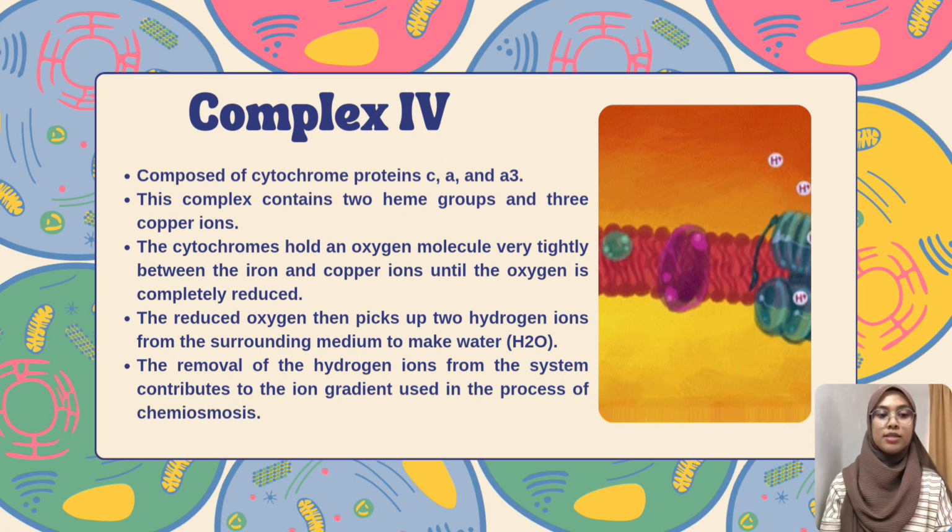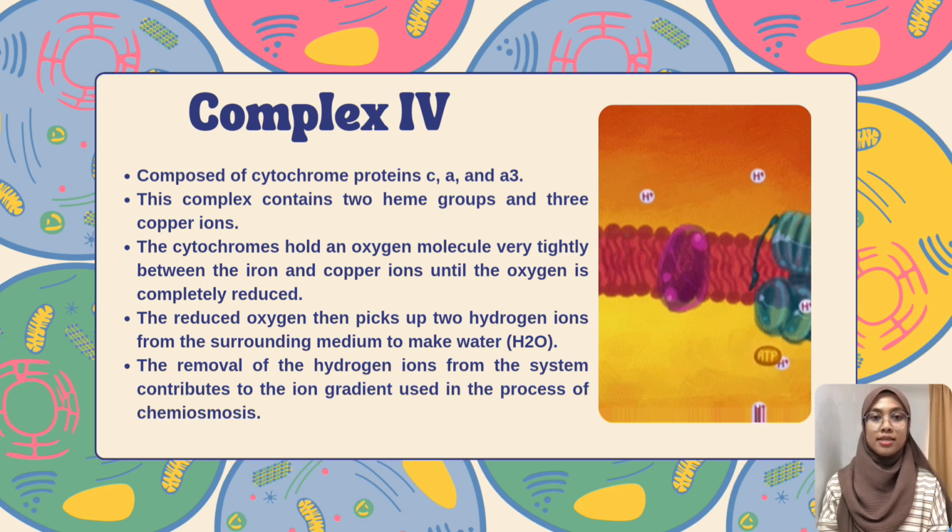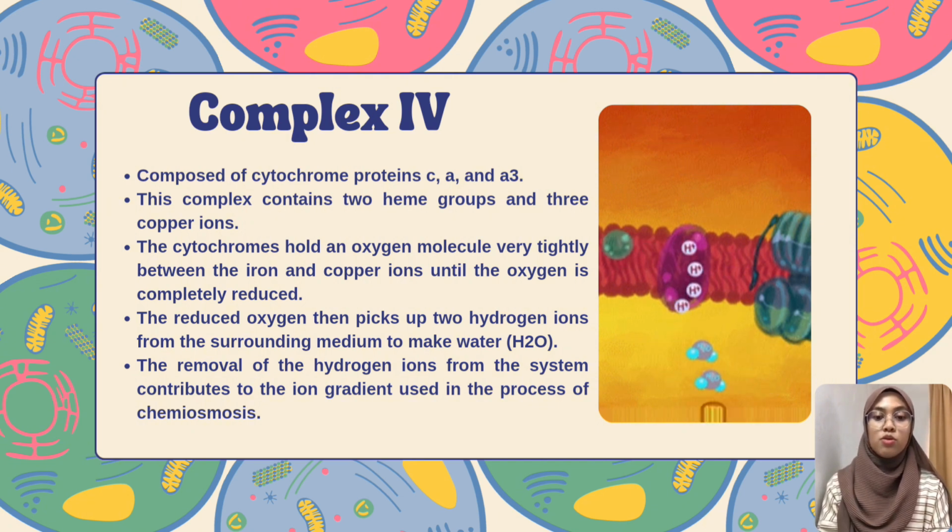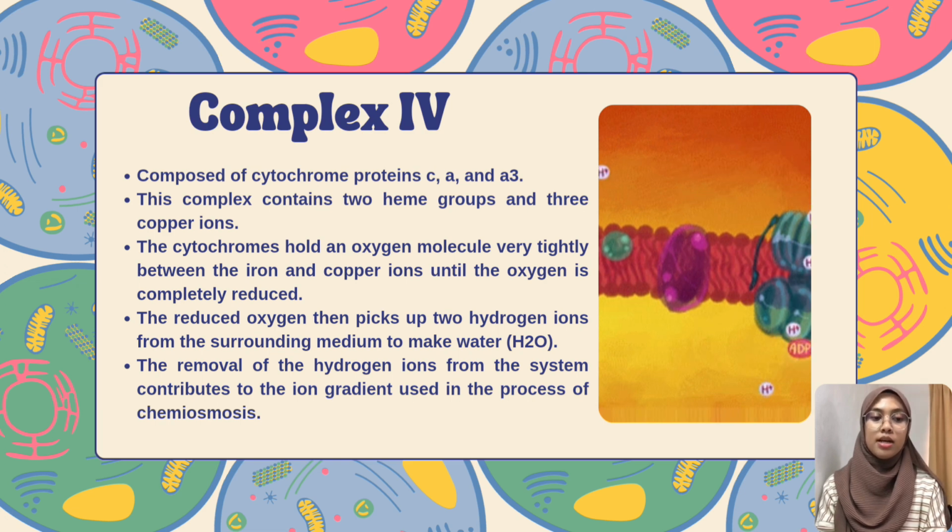The fourth complex is composed of cytochrome proteins C, A, and A3. This complex contains 2 heme groups and 3 copper ions. The cytochromes hold an oxygen molecule very tightly between the iron and copper ions until the oxygen is completely reduced. The reduced oxygen then picks up 2 hydrogen ions from the surrounding medium to make water. The removal of hydrogen ions from the system contributes to the ion gradient used in the process of chemiosmosis.